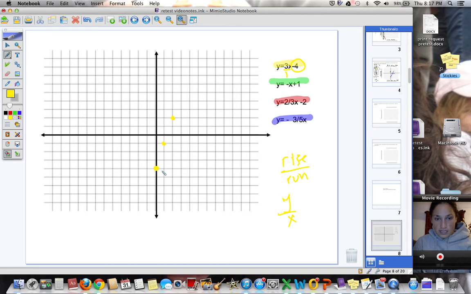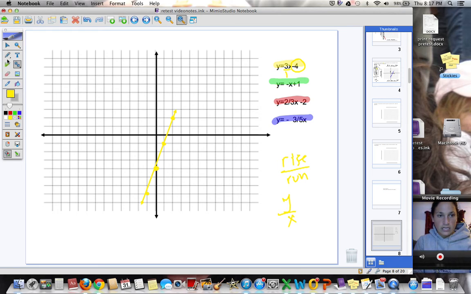Or I can go opposite, down 3, 1, 2, 3, back 1. So I'm rising 3, I'm running 1. Then all I need is my line with my arrows. It's a continuous line.